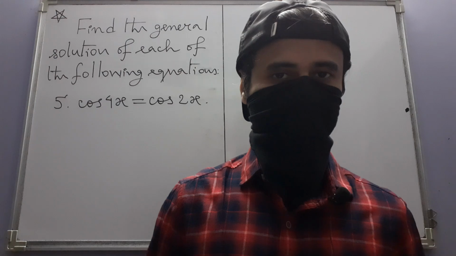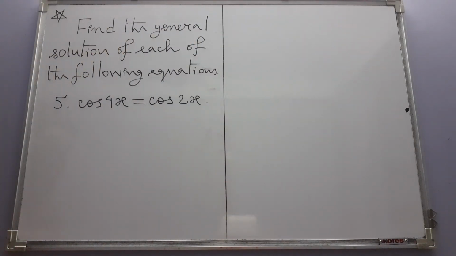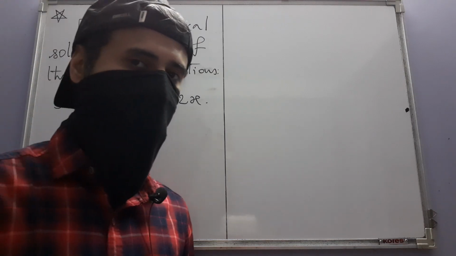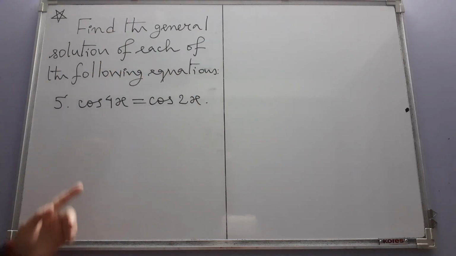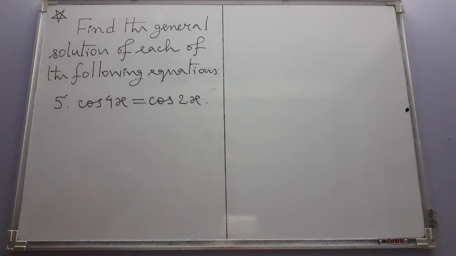Let's complete this section by solving the remaining exercises. In these exercises, we have to find only the general solutions. And this fifth one is cos 4x equals cos 2x. We have to solve this equation.